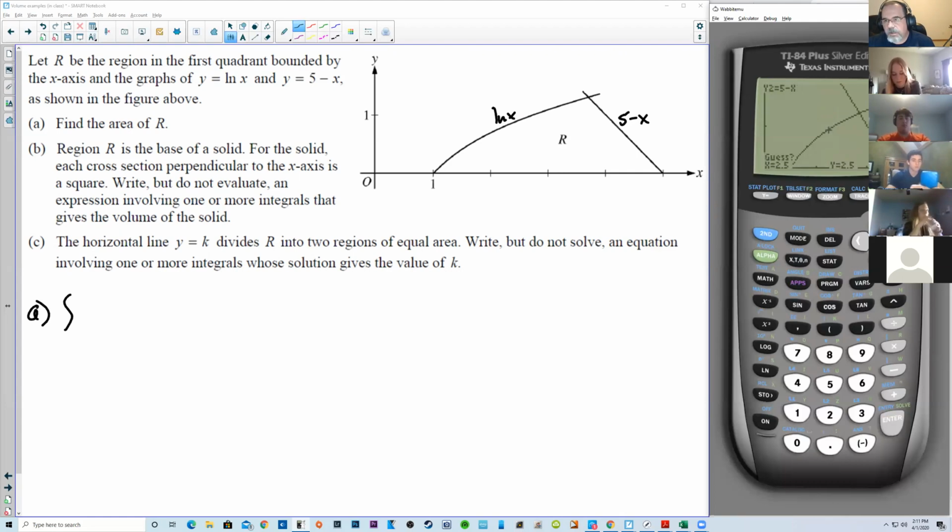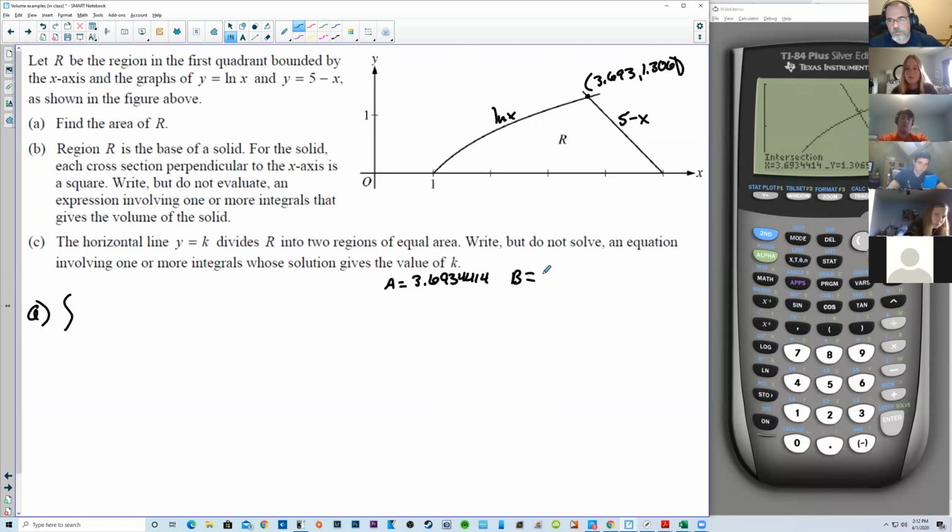Calculate, intersection. First curve, second curve. Here it comes. I'm trying to get it there. There we go. About right there. And so now if we label this, this is the point 3.693, 1.306. And if we say A is equal to 3.693, how about a little farther, 3.69344414, and B is equal to 1.30655586.